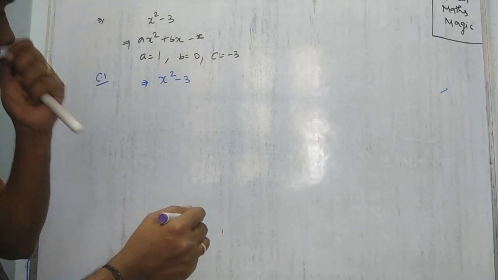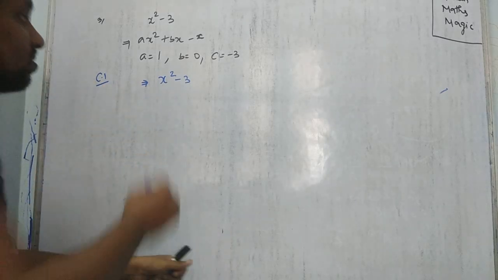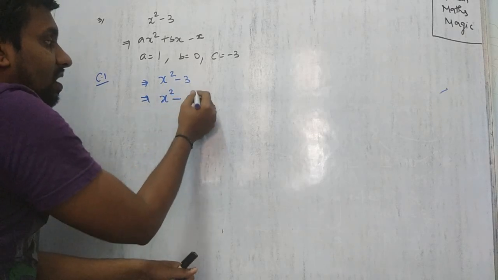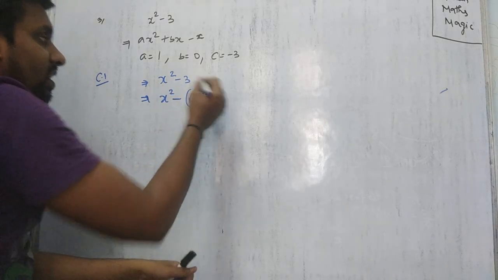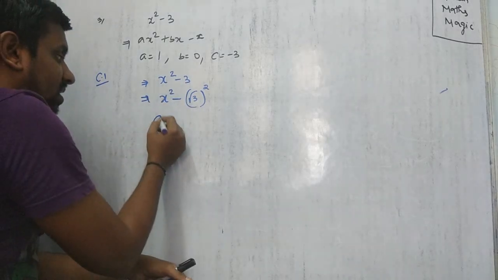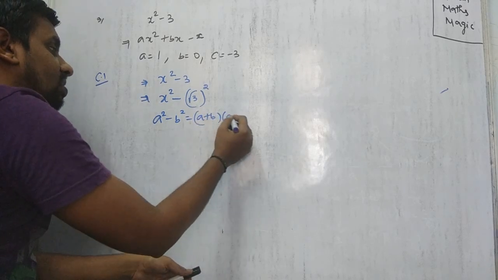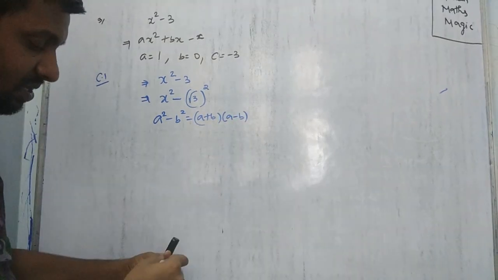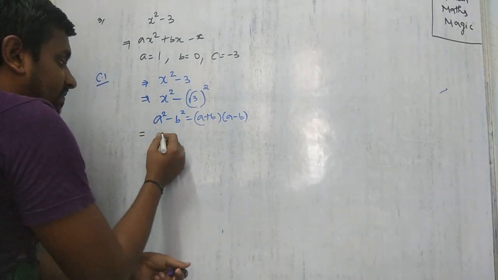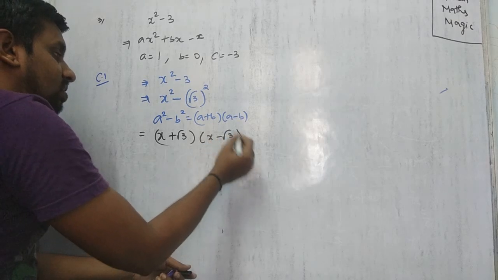Do we need splitting the middle term? There is no x here, so there is no need for splitting the middle term. So this is a square; 3 can be written as root 3 whole square, because root 3 into root 3 is 3. So which formula is this from 8th standard? a square minus b square is a plus b into a minus b. So in a plus b into a minus b format, therefore x plus root 3 and one more x minus root 3.